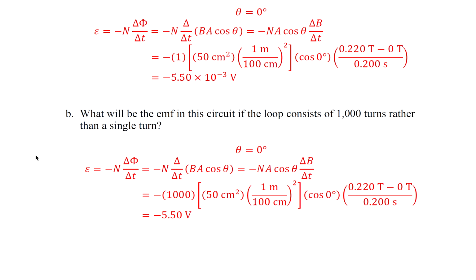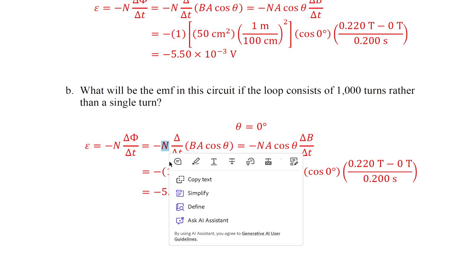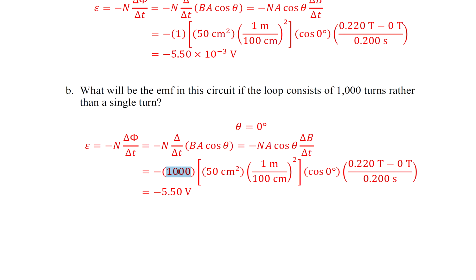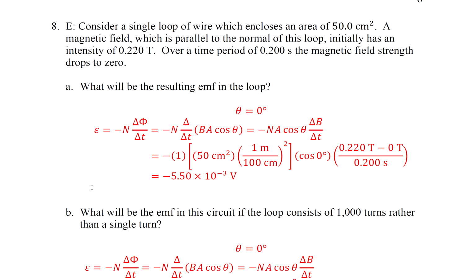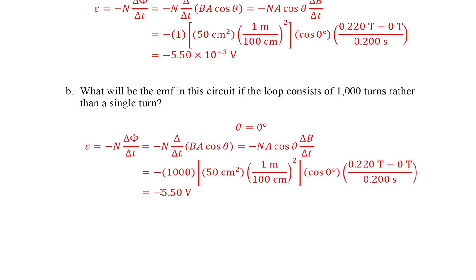Part B, what would be the EMF in the circuit if the loop consists of 1,000 turns rather than a single turn? So now that little n equals 1,000. So we get 1,000 times the voltage in part B as compared to part A.